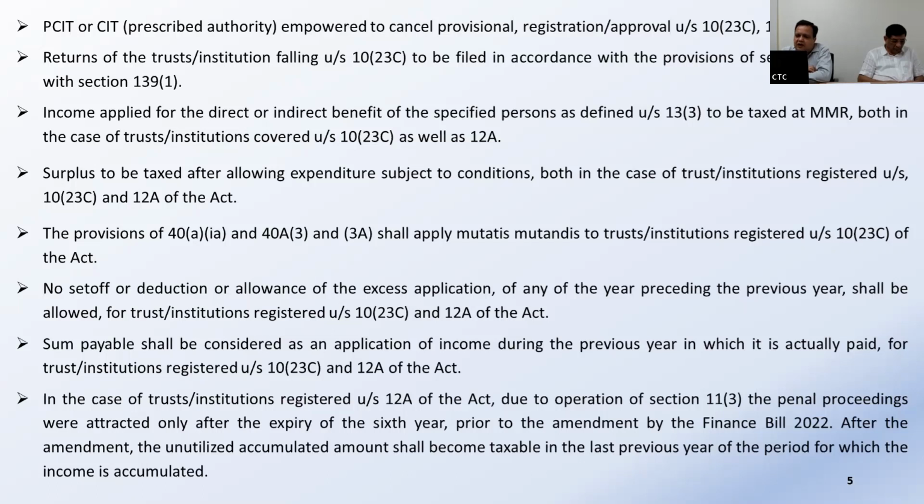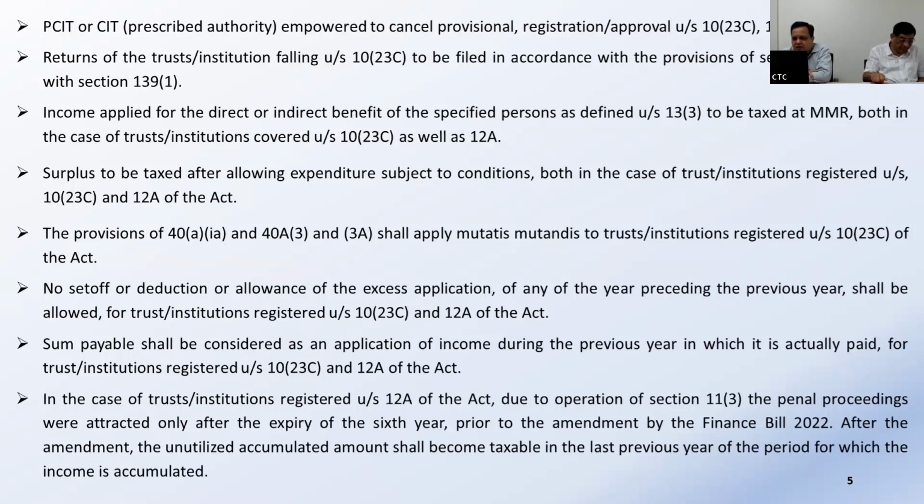Surplus to be taxed after allowing expenditure subject to conditions, both in the case of trust institutions registered under section 10(23C) and 12. Of course, this was creating a lot of problems because if there is a violation, the entire exemptions under sections 11 and 12 were disallowed and the gross receipts were put to tax at the maximum marginal rate. So a little bit of clarity on that subject. Then the provisions of section 40A(1A) and 40A(3) and 3A shall apply mutatis mutandis to trust institutions registered under section 10(23C). Earlier, they were not applicable.